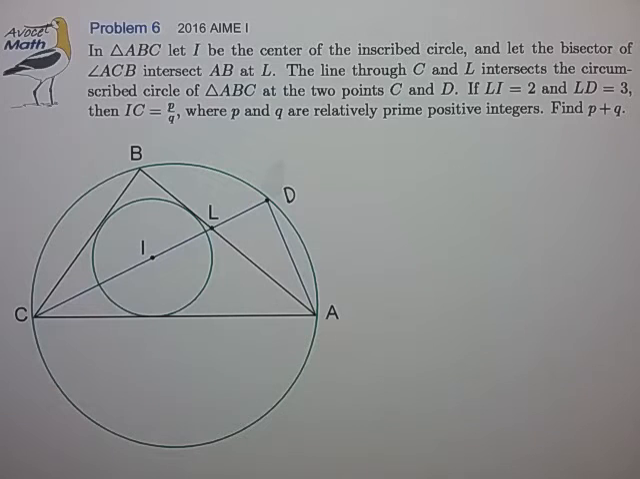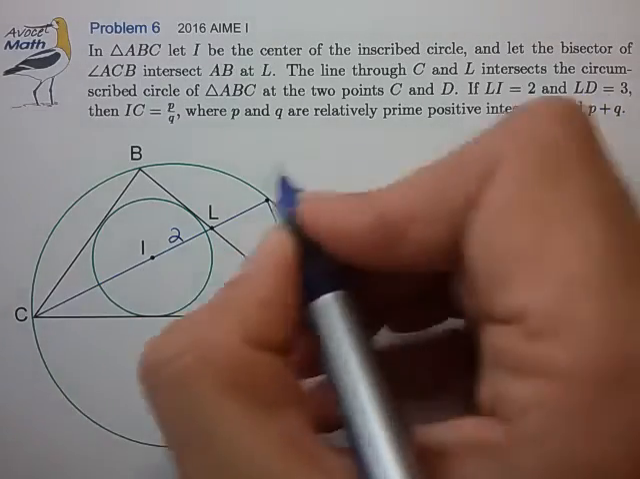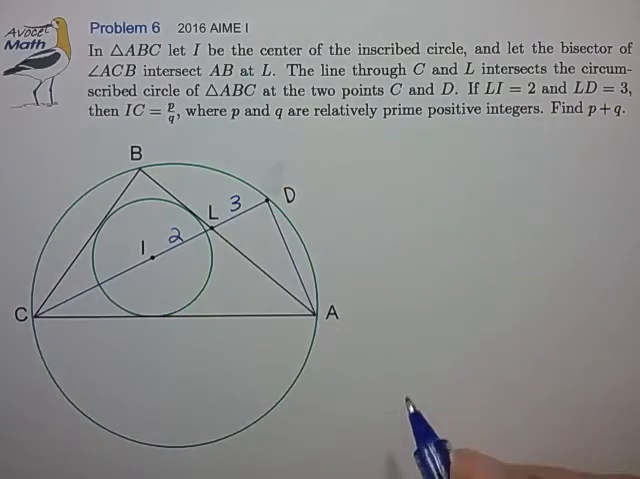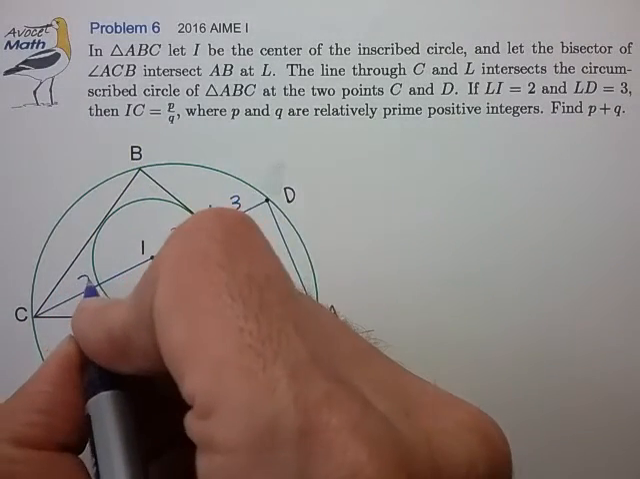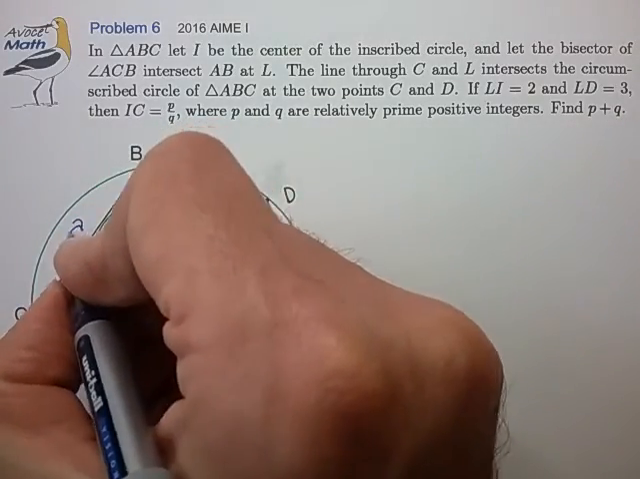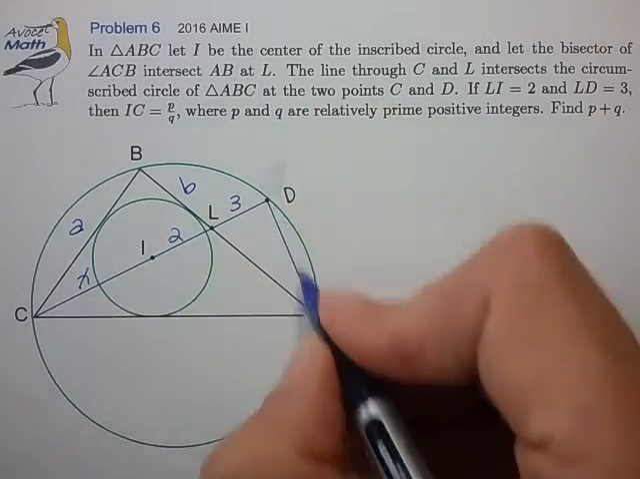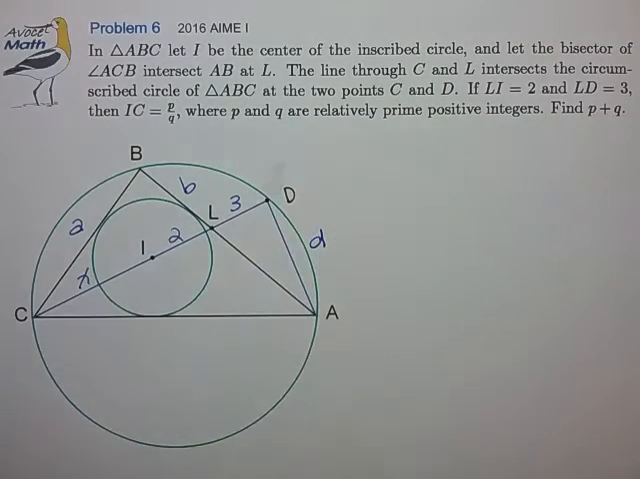Okay, so if you work through this description, you should end up with a drawing similar to the figure shown. We're given that IL is of length 2, we're given that LD is of length 3, and we're trying to find IC, so let's call that X for now. And let's label a few of the other line segments. Let's call CB length A, LB length B, and DA length D.